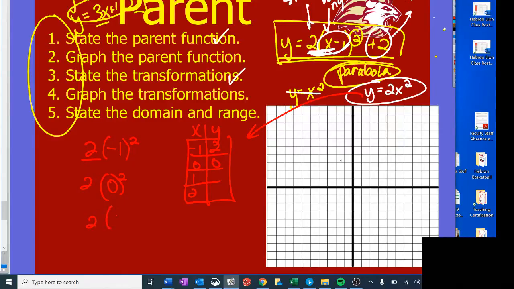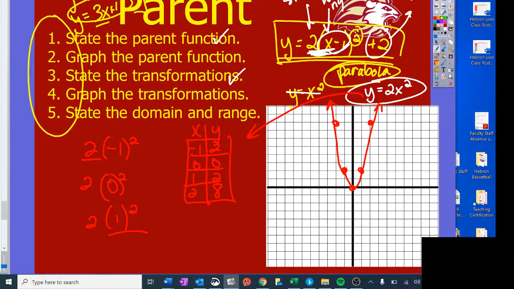Same thing, I square the 1 first. PEMDAS, right? He's our friend. 1 squared is 1, times 2 is 2. And then 2 squared is 4, times 2 is 8. Okay, so we've got -1, 2; 0, 0; 1, 2; and 2 goes all the way up to 8, okay? Notice this, that when we do this, it's going to be mirrored, right, on the other side. So wherever the center is, it should be mirrored over.